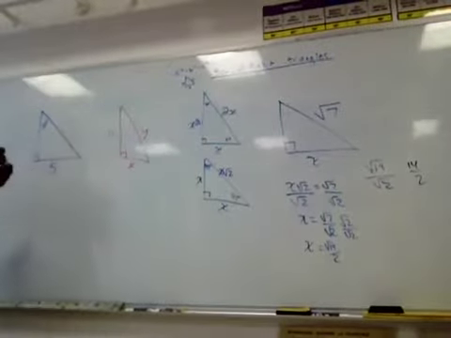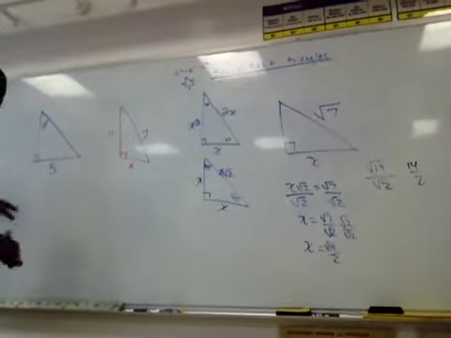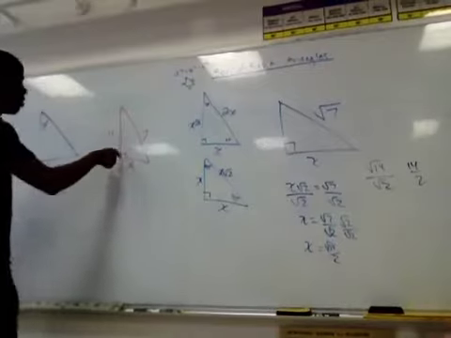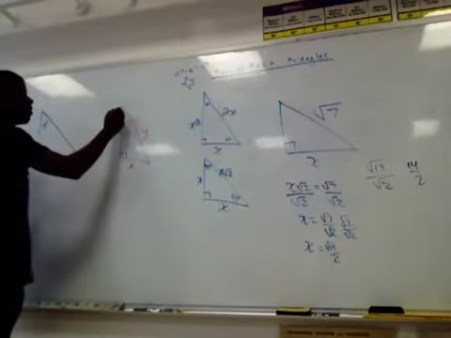What if you're given something like that? What is that? What triangle? What are the angles?